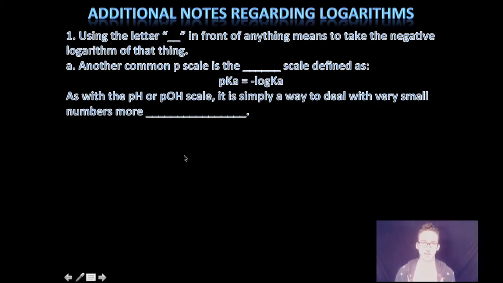Okay, and then lastly, we need to talk briefly about the understanding that using the letter P in front of anything means to take the negative logarithm of that thing. Another common P scale is the pKa scale, where you just take the negative log of your Ka values. And again, it just makes those really small numbers that we see a lot easier to work with.